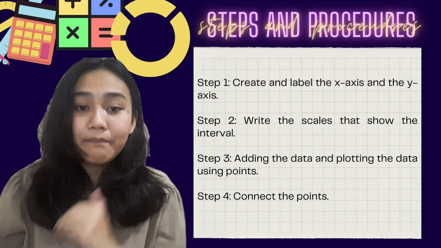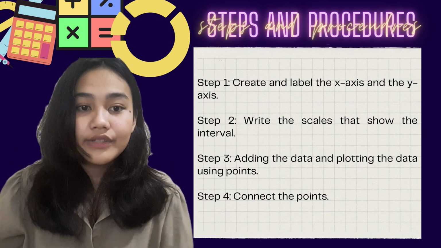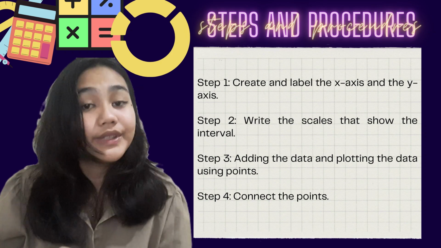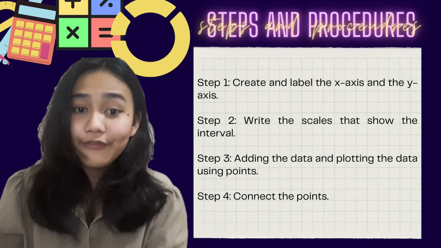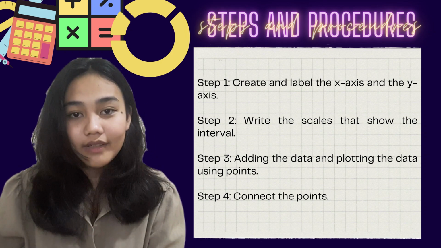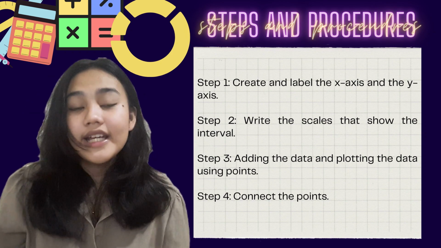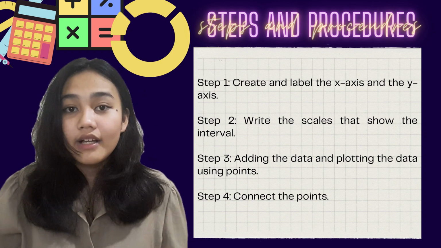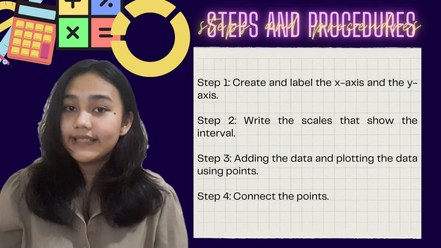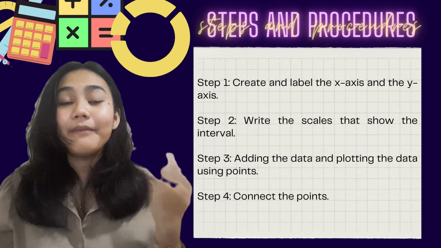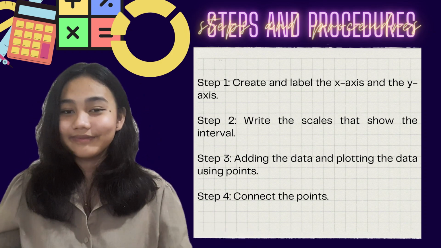So, plot a point for each pair of values, so the number of points will depend on the number of pairs of values in the data. Fourth and last step is to connect the points. So the points must be connected by a straight line from left to right.